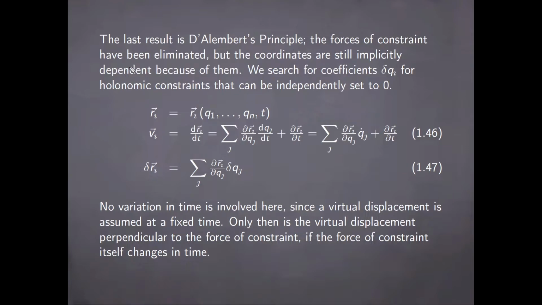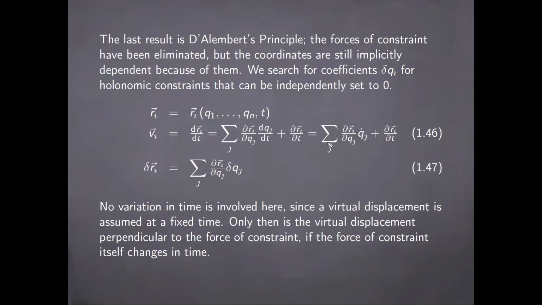The forces of constraint have been eliminated, but the coordinates are still implicitly dependent because of them. We search for coefficients delta qi for holonomic constraints that can be independently set to zero. So we want to express the radial vectors in terms of this set of generalized coordinates, and in that situation the velocity, which is the total time derivative of a radius vector, can be written in terms of generalized coordinates by using the chain rule for differentiation.